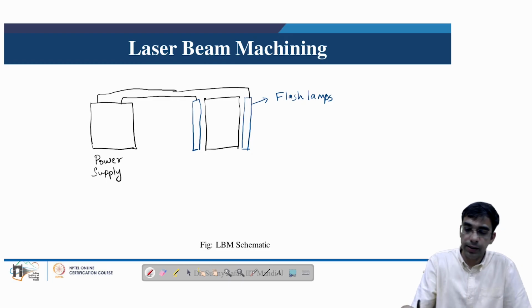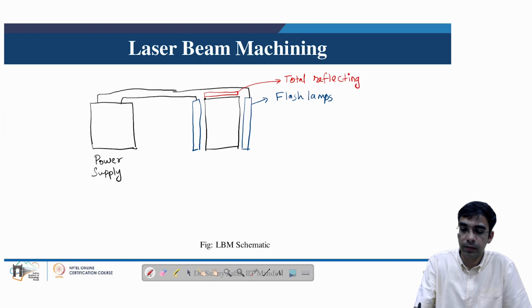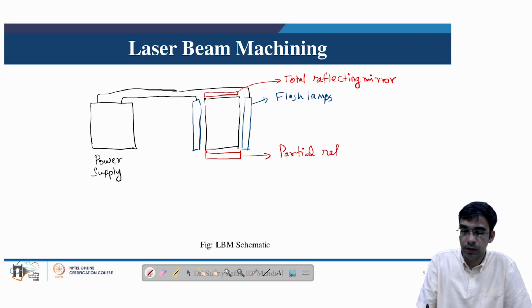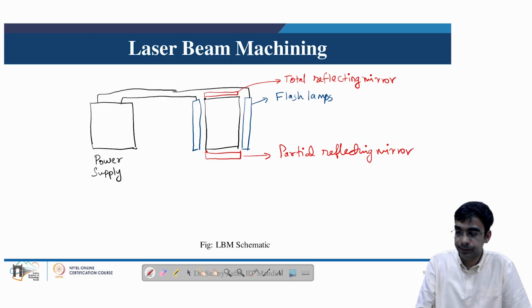Here these flash lamps are surrounding the lasing medium, and this lasing medium is flanked by a total reflecting mirror, and on the other side we have a partial reflecting mirror.